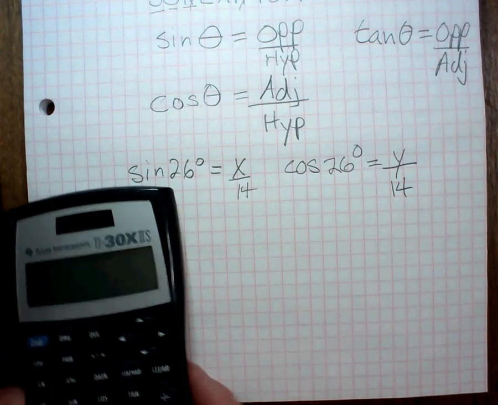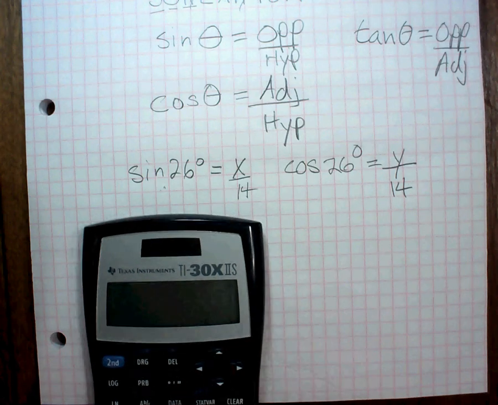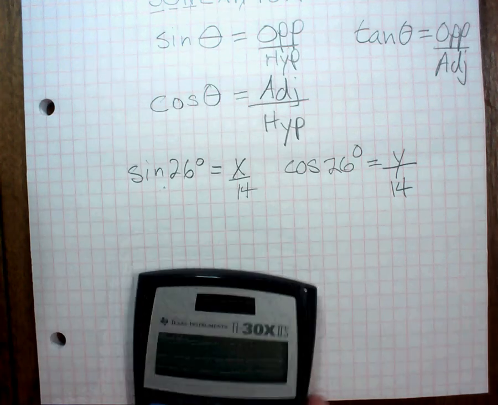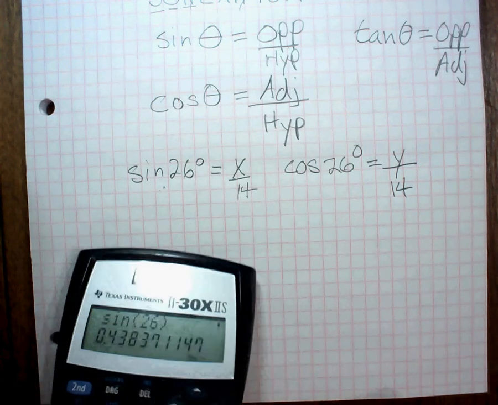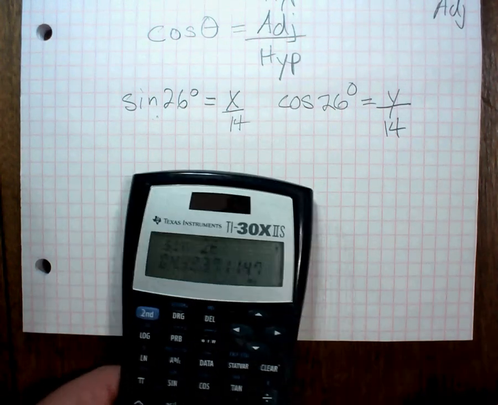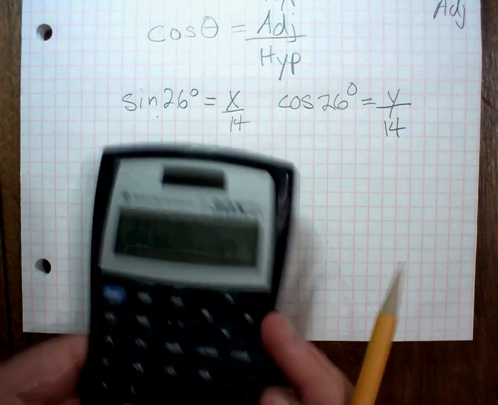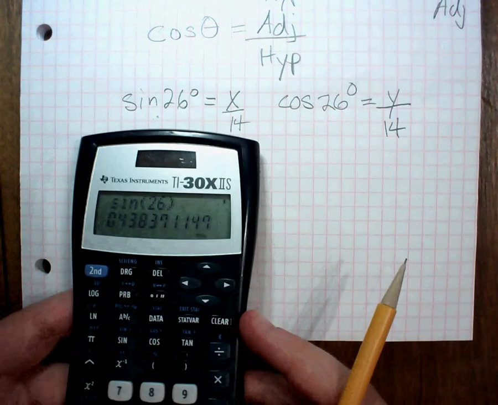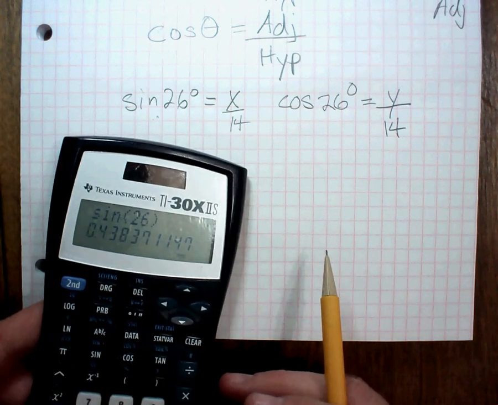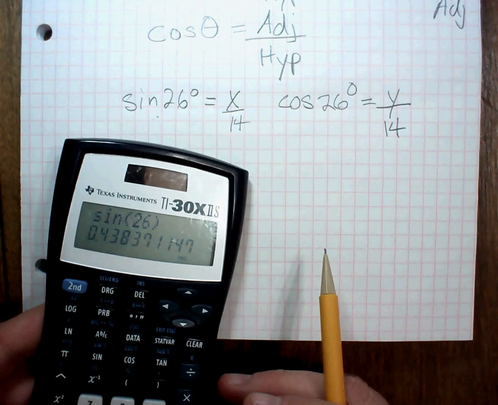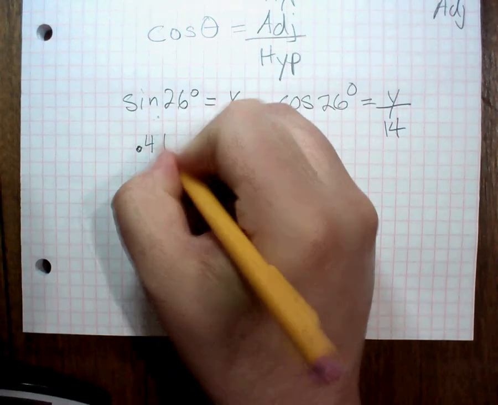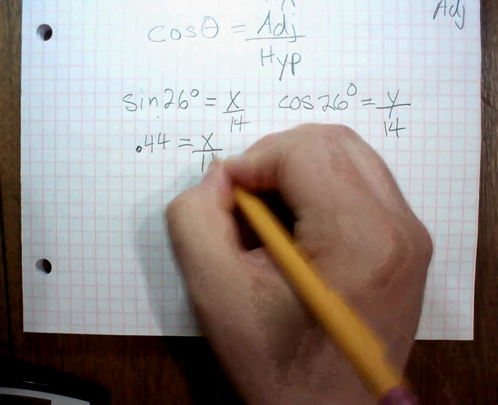So I'm going to do this one first. Sine of 26, I just got to make sure that my calculator's in degree mode, and I'm just going to hit sine of 26 degrees, which you can't quite see there. Trying to get that so you can see it. There we go, that's better. Sine of 26 is 0.44, let's say that. So this is going to be 0.44 is equal to x over 14.